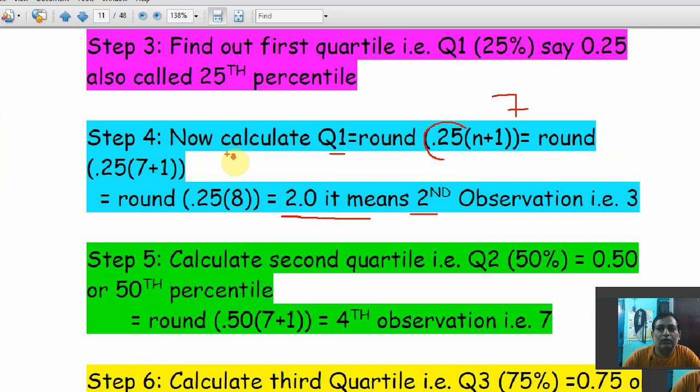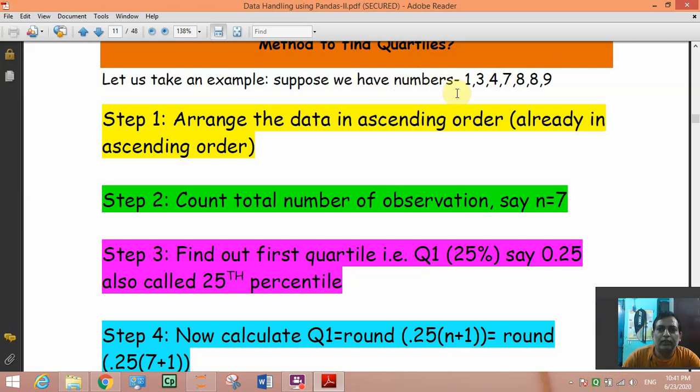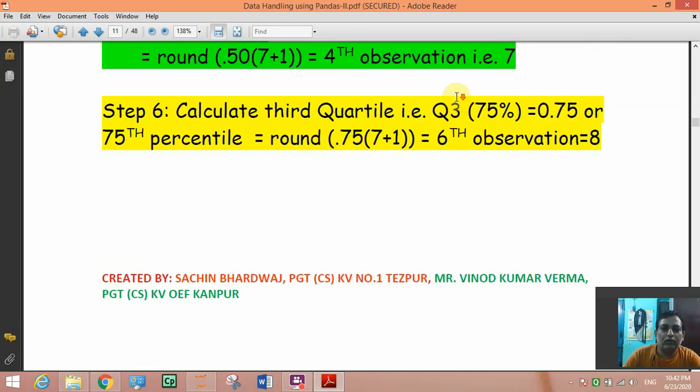What is the second observation? Second observation means the second student. Where is the second student? 3. So the first student got 1, the second student got 3, and from here 25% of students are lying. So 25% of students are able to score 3 marks or less than 3 marks in the examination. This is the meaning of this calculation.